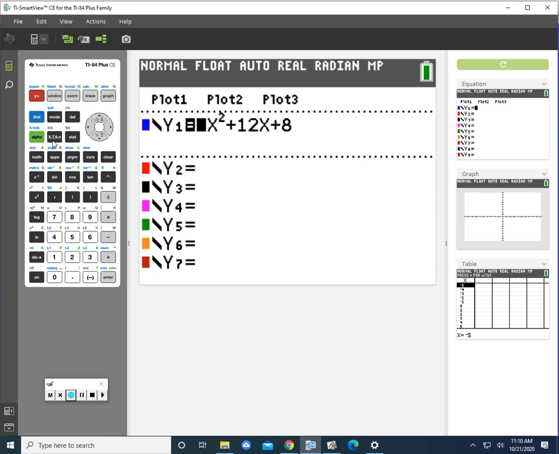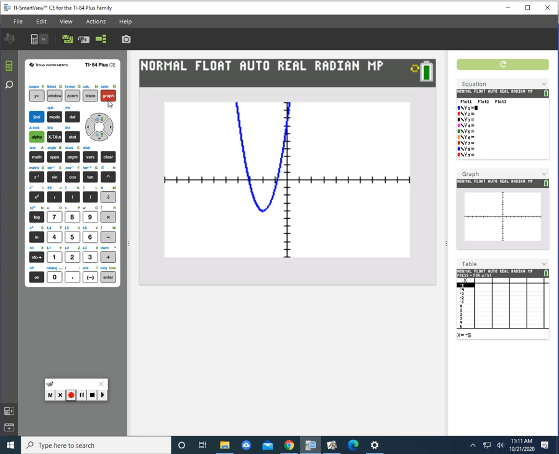To get the x squared, you go right there. Here, I'll just redo it. So 3x squared plus 12x plus 8. And then you hit graph. And there it is. See, it's opening upward.